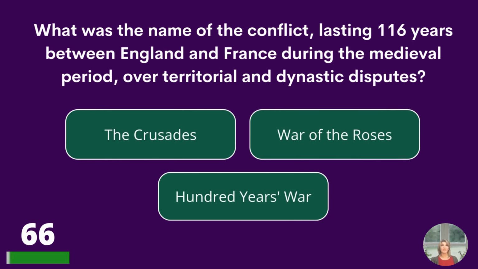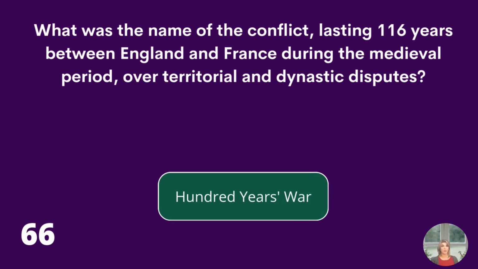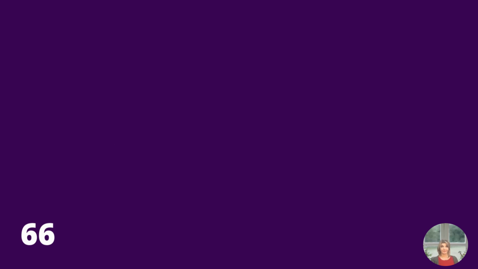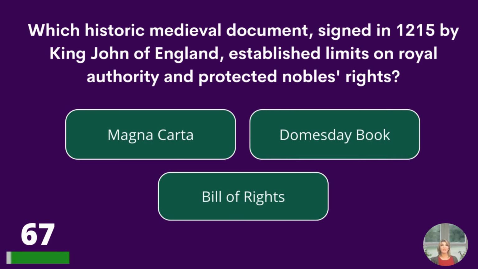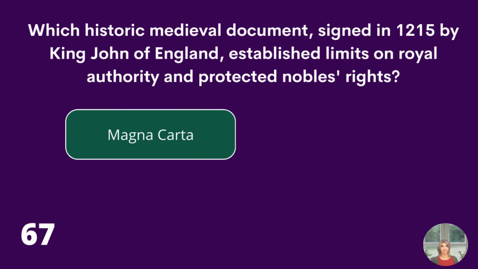What was the name of the conflict lasting 116 years between England and France during the medieval period over territorial and dynastic disputes? The 100 Years' War. Which historic medieval document signed in 1215 by King John of England established limits on royal authority and protected nobles' rights? The Magna Carta.